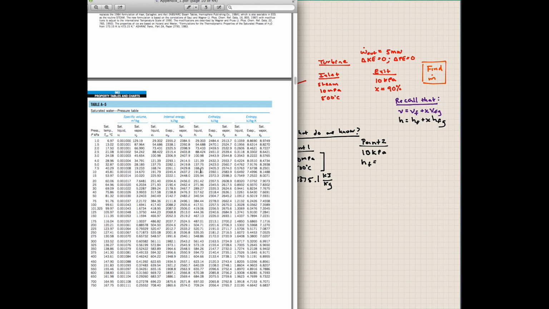Hf is, in this case, 191.81. And the reason I'm writing all of these down is because we have a quality mixture. So we need the hf value, which is the saturated liquid value, and I'm also going to write down the hfg value. That is just the subtraction of hg minus hf, and it helps simplify it a little. We'll write one last step here.